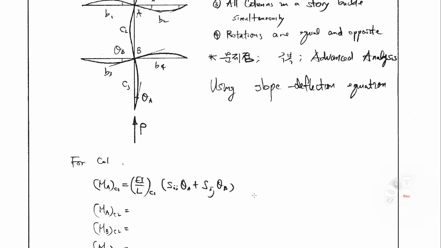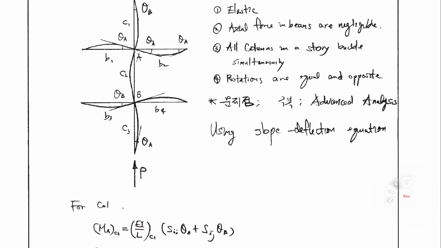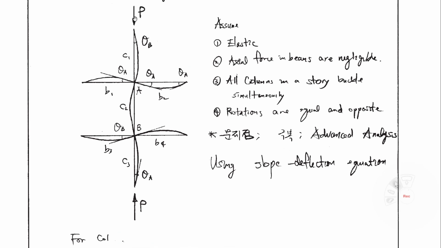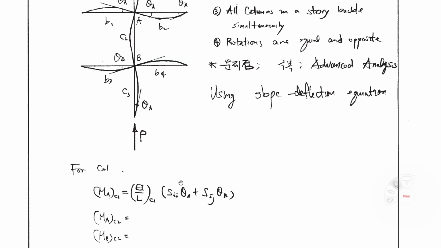How to derive? We establish slope deflection equations. For the column, here MAC1, here the joint moment is MA. This is column C1, C2, C3. So from joint A regarding C1, we have to establish the slope deflection equation, EI over L regarding column C1. And then we have axial force here. So the column has axial force. Then the slope deflection must be SII theta A plus SIJ theta B. How about MAC2? Yes, we can easily write it in the same way.